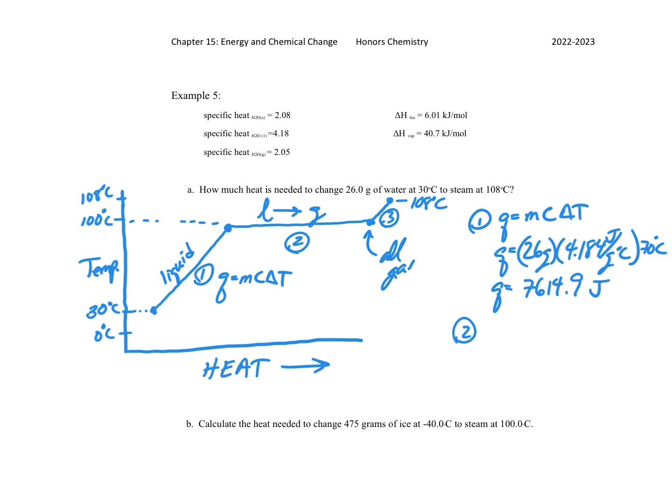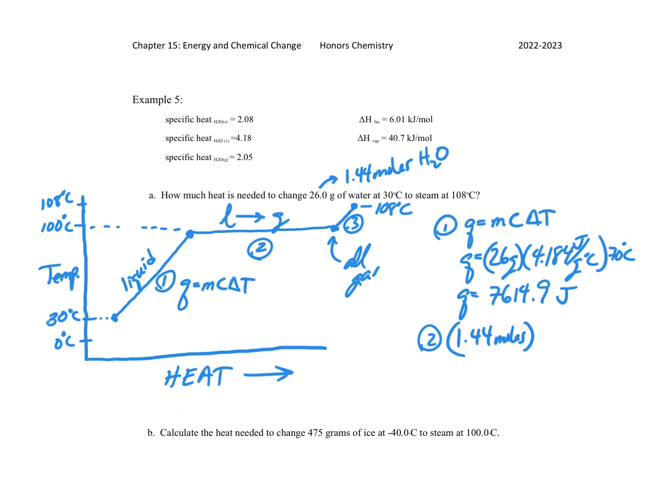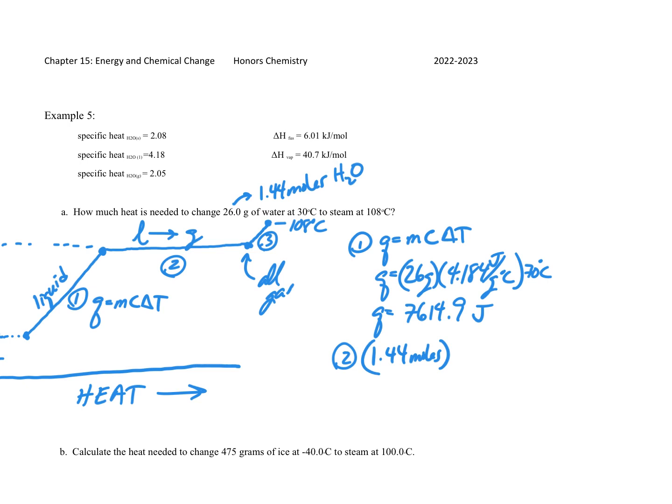What do we need first? Well, we need to know how many moles that is. Okay, so that's 1.44 moles of water. You should know how to calculate that. 1.44 moles times the heat of vaporization, 40.7 kilojoules per mole. Remember how I always stress units. Okay, by the way, that would calculate the change in the enthalpy.